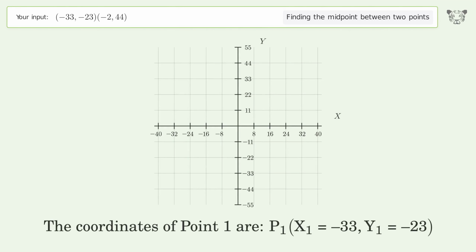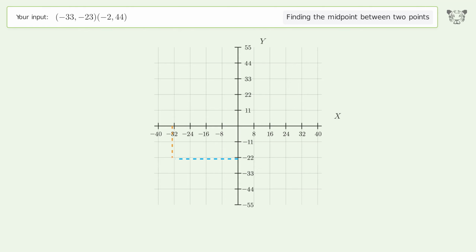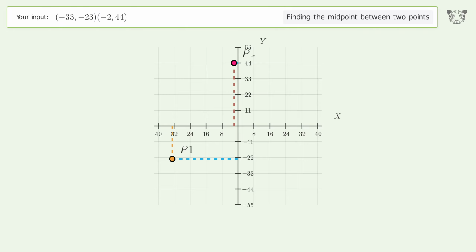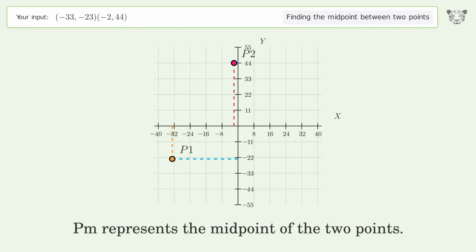The coordinates of point 1 are, x1 equals negative 33, y1 equals negative 23. The coordinates of point 2 are, x2 equals negative 2, y2 equals 44. PM represents the midpoint of the 2 points.